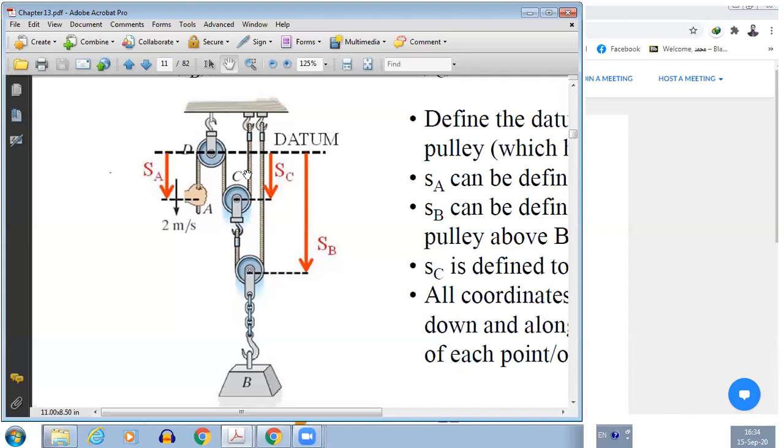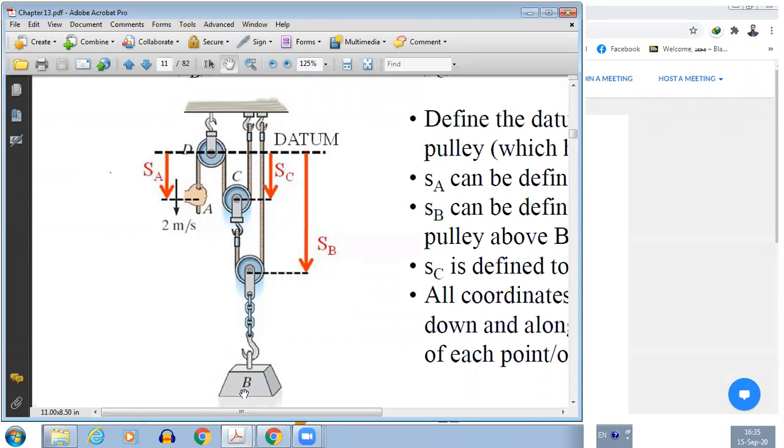But doctor, VA and VC will be the same, right? Sorry? We cannot say VA and VC are the same. We cannot say this, okay? We will develop the equation and then we will find out. When we say VA, it means the motion of the hand. When we say VC, that means the motion of this pulley, C. And SB is the motion of this pulley. Obviously, with this pulley, this block B will move as well.